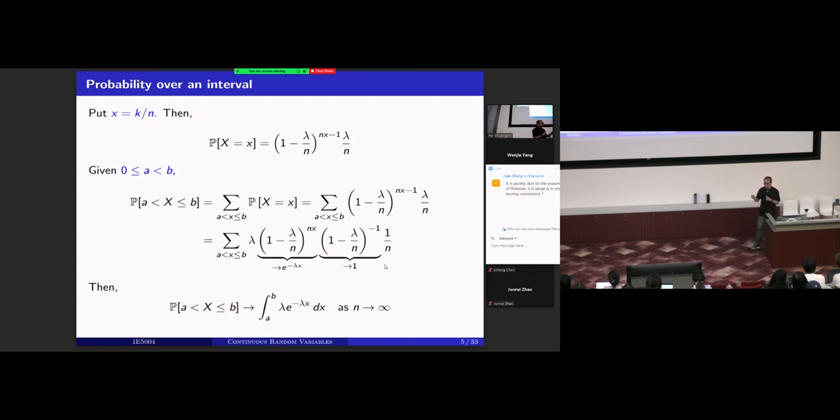As we discussed just now, for this random variable x, which is the time until we see the first heads, the probability that this random time is in the interval from a to b will converge to an integral from a to b of a function, lambda times e to the power of minus lambda x. Later you will see we will call this function the probability density function. Why call it density? Because if you wish to know the probability that a random variable takes a value within an interval, you just need to integrate this probability density function over this interval. That's the idea, right?